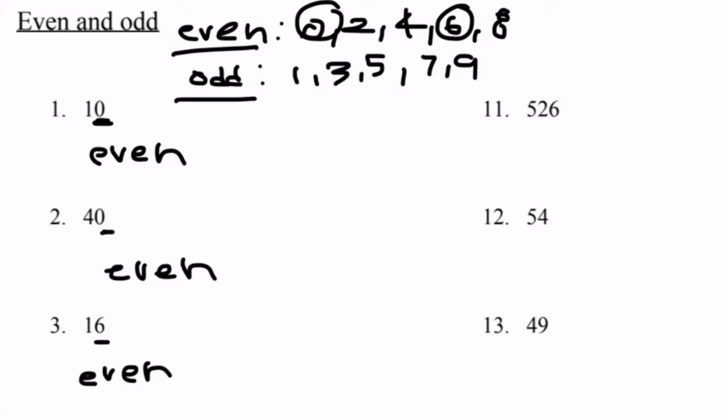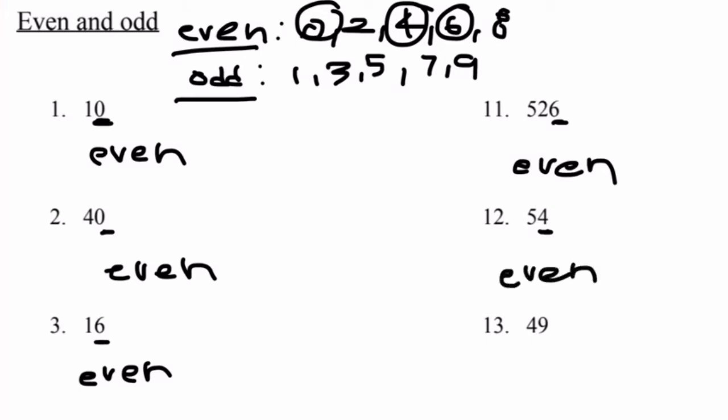Going back, we have number 11, 526. Although this number is big, we always look at our ones place to determine whether the number is even or odd. The number 526 ends with 6. As a result, this overall number is even. Number 12, 54. We look at our ones place. Our ones place has the number 4, and 4 is part of our evens list. As a result, 54 is also even.